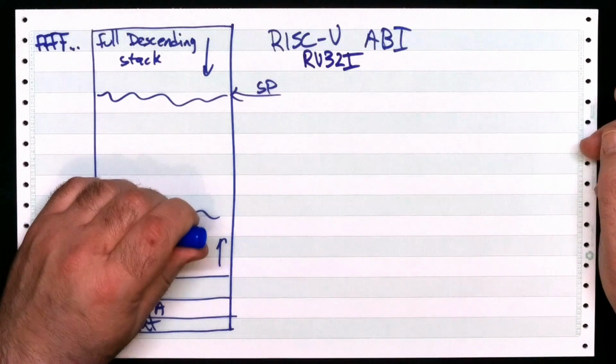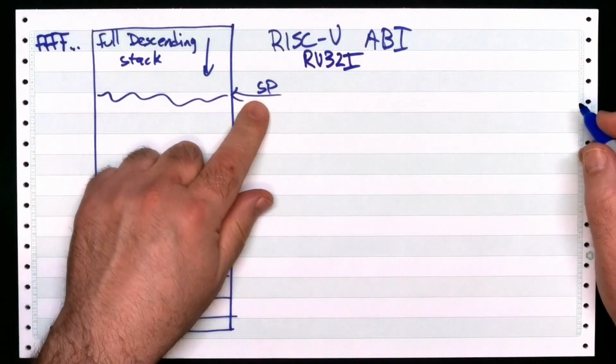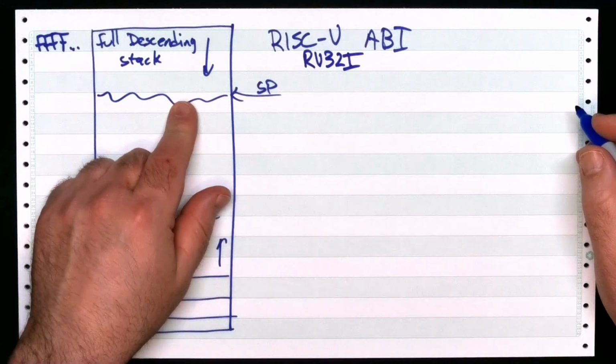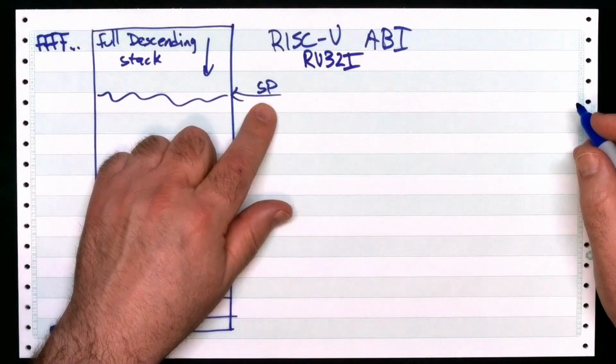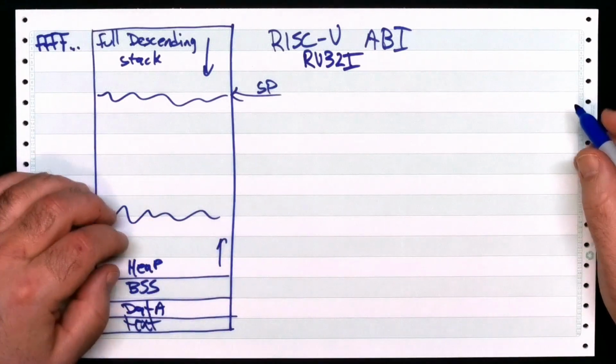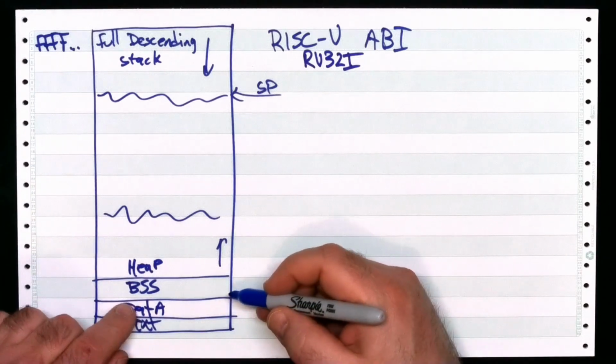So we know we have the 32 registers. What are we going to do with them? Well, guess what? The stack pointer points to the bottom of a full descending stack right here. The global pointer, like I said, is going to point down here into the data in the BSS.